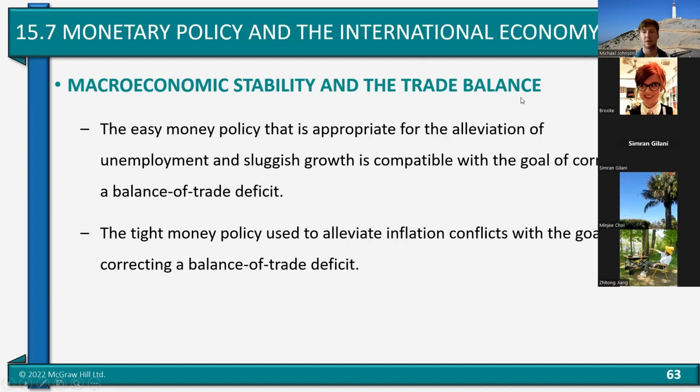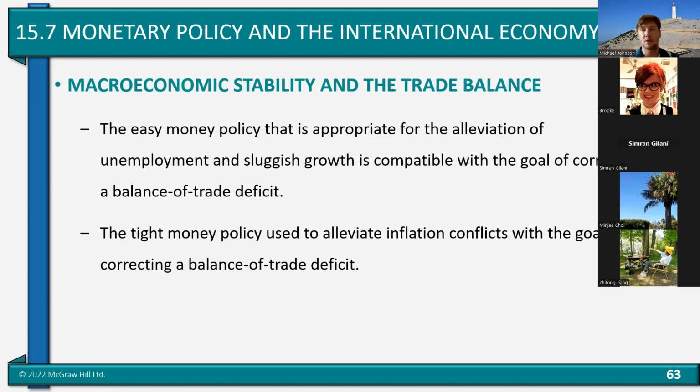And the macroeconomic stability and the trade balance. The easy monetary policy that is appropriate for the alleviation of unemployment and sluggish growth is compatible with the goal of correcting a balance of trade deficit. The tight monetary policy used to alleviate inflation conflicts with the goal of correcting a balance of trade deficit.